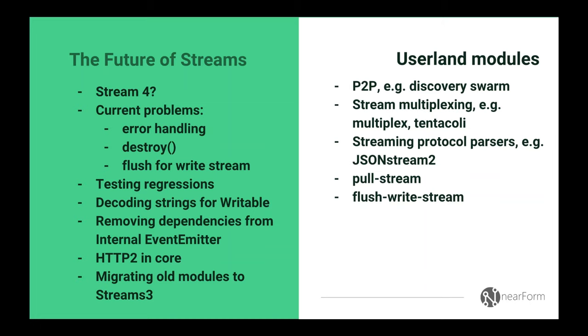That's Node, man. Also, there's a lot of innovation happening in userland, and in fact in the peer-to-peer community, for example, there's the discovery swarm module that you can try. Also, if you are into torrents, there are a lot of torrent modules that you can use. There is also a lot of activity in multiplexing streams over a single stream, and in streaming protocol parsers. There is also an alternative implementation of streams called pull streams, which is really, really cool. And again, use flush-write-stream and also split2 because, you know, I need to ramp up my download count. So please use split2 as well.